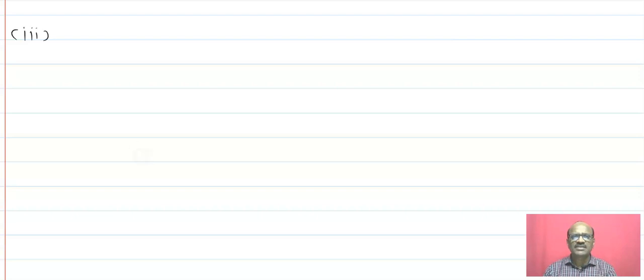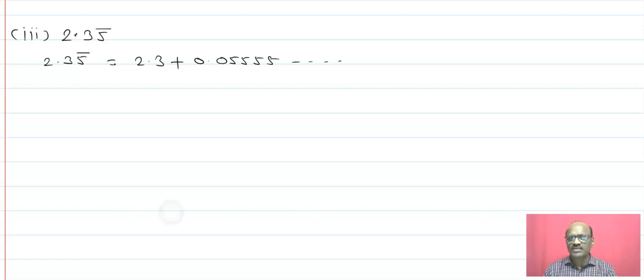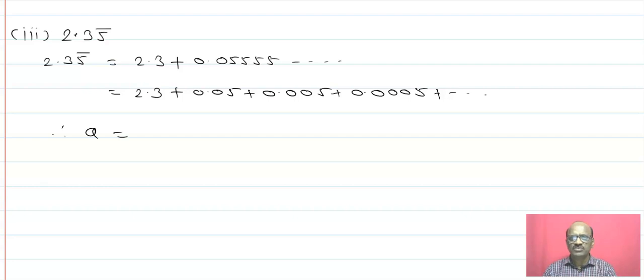Now the next, the third one, is 2.35 recurring. Therefore we write this number like this: 2.3 plus 0.05555. That is 2.3 plus 0.05 plus 0.005 plus 0.0005, and in this way.